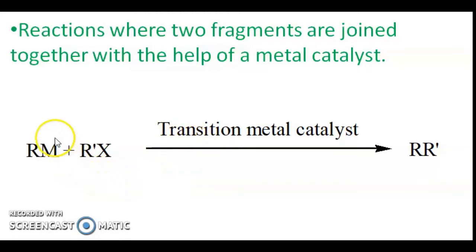The substrates used for the coupling reaction are an organometallic compound and an organic halide: an alkyl, aryl or allyl halide. These two come together in the presence of a transition metal catalyst, and you get the coupled product. It will be a different organic compound. So a C-C bond is formed during the coupling reaction.